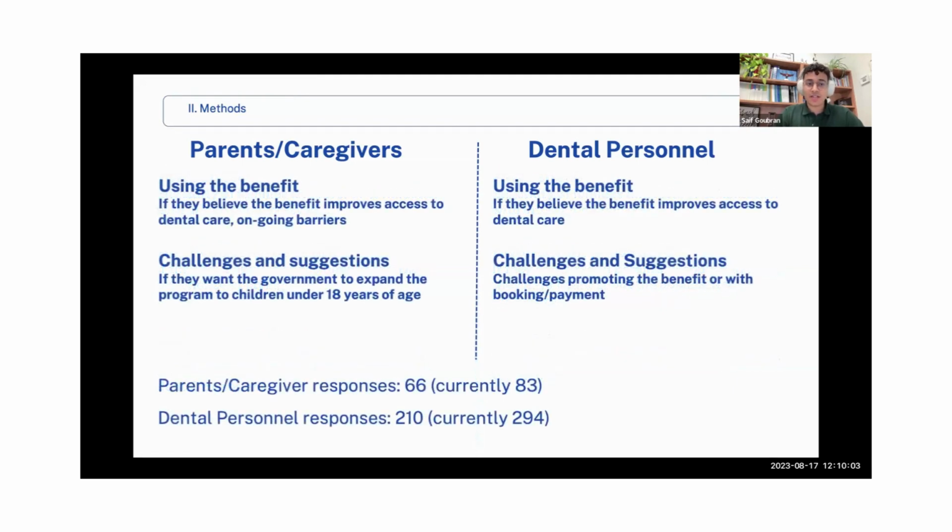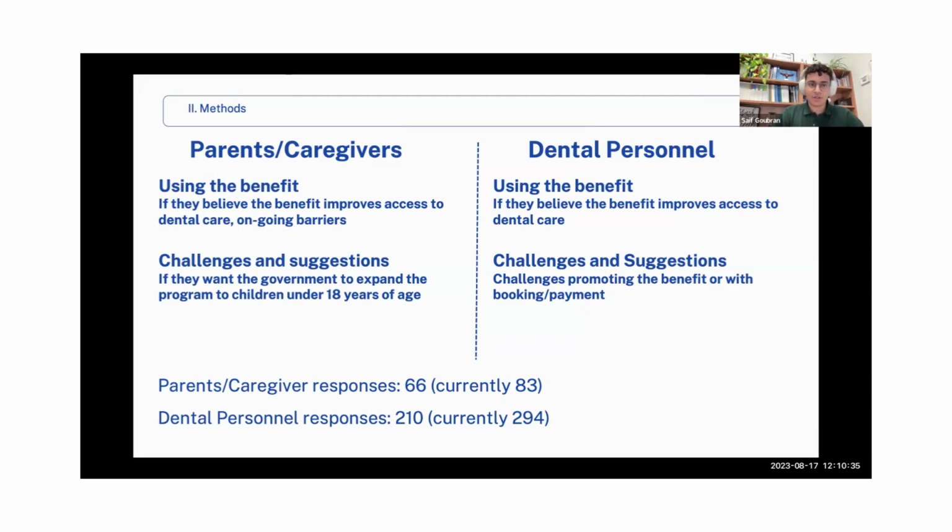In the using the benefit section, we asked parents if they thought that the benefit improved access to dental care and any ongoing barriers they continue to have. While for dental personnel, we asked if they thought that the benefit improves access to oral care for families. And in terms of challenges and suggestions, that's where it differed a little. It was more specific to each group. For parents and caregivers, we asked about criteria that they might want changed or other challenges that they have. And for dental personnel, we asked about their challenges promoting the benefit and with booking and payments.